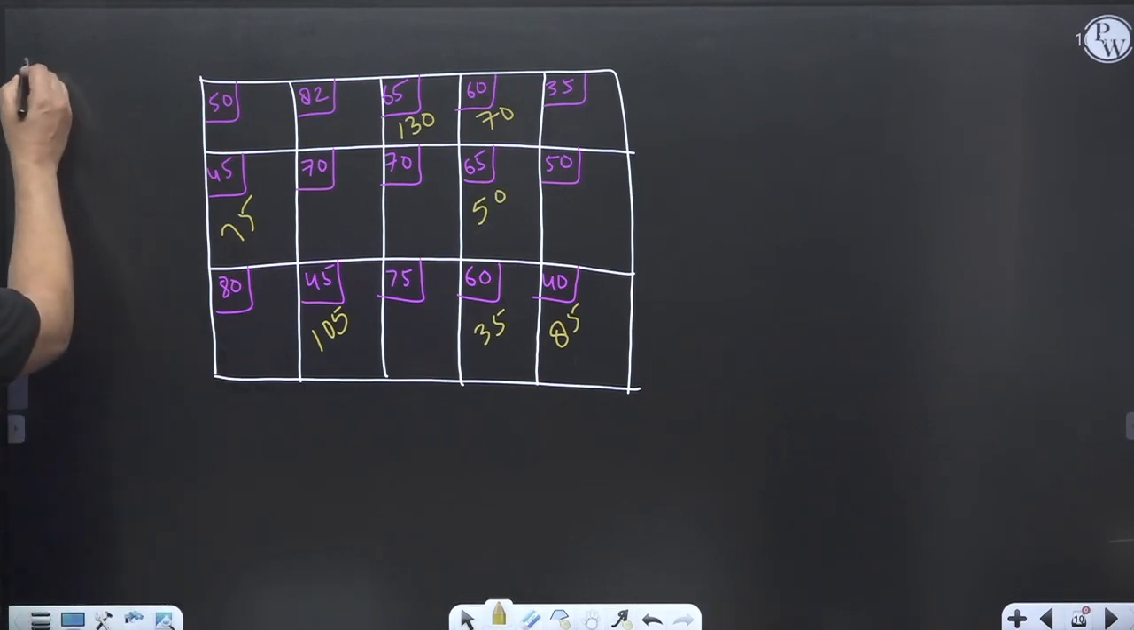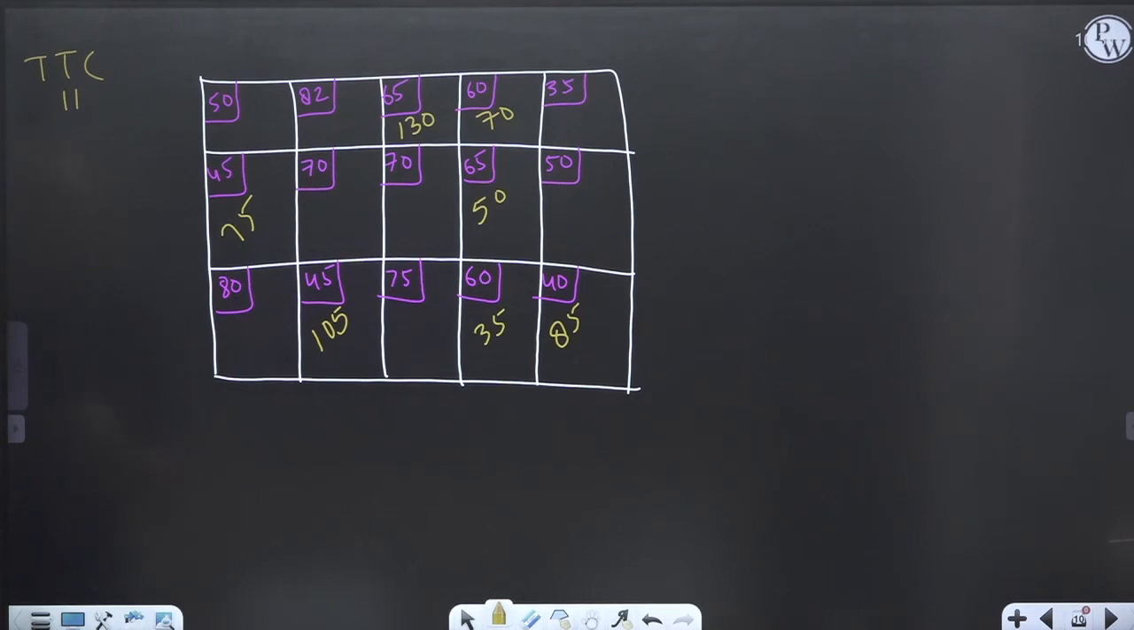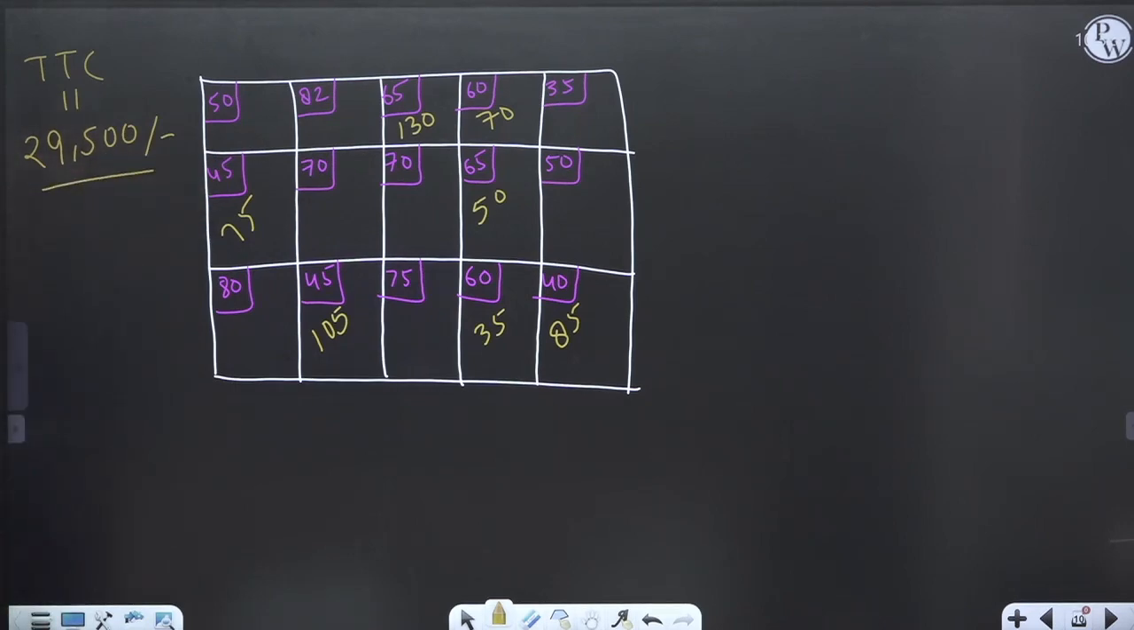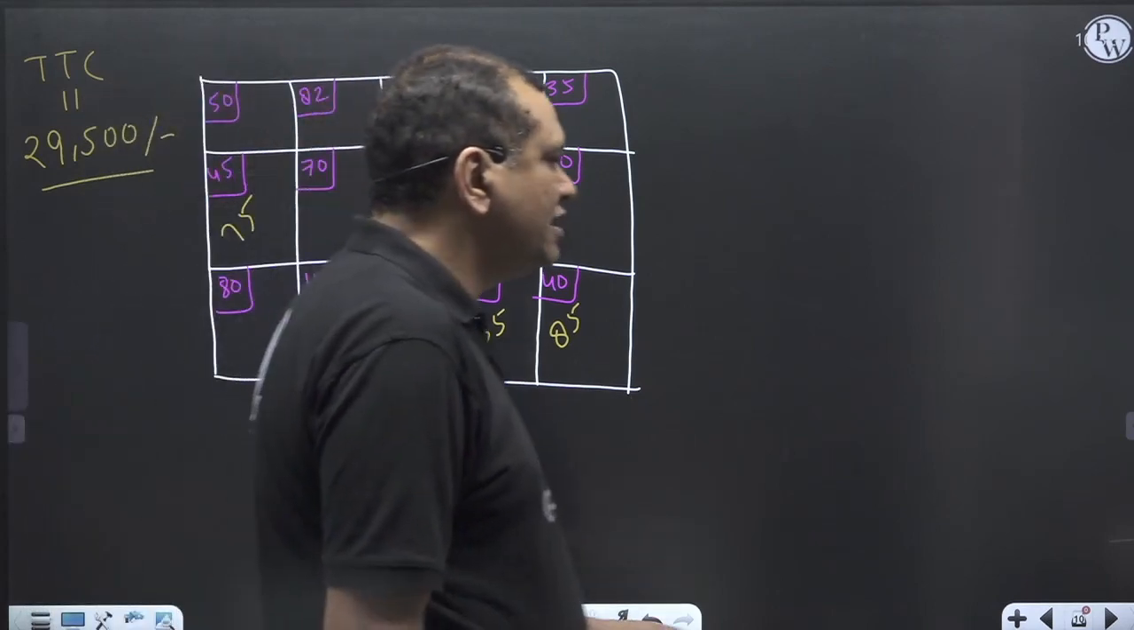You can find out the total transportation cost also. Total transportation cost is 45 into 75 plus 105 into 45 plus 130 into 65 plus 60 into 70 plus 65 into 50 plus 60 into 35 plus 85 into 40. 29,500 is the total transportation cost.